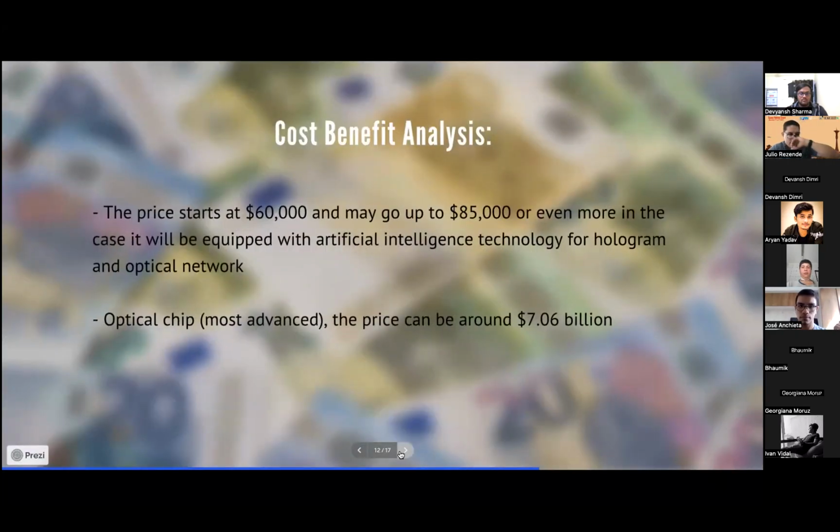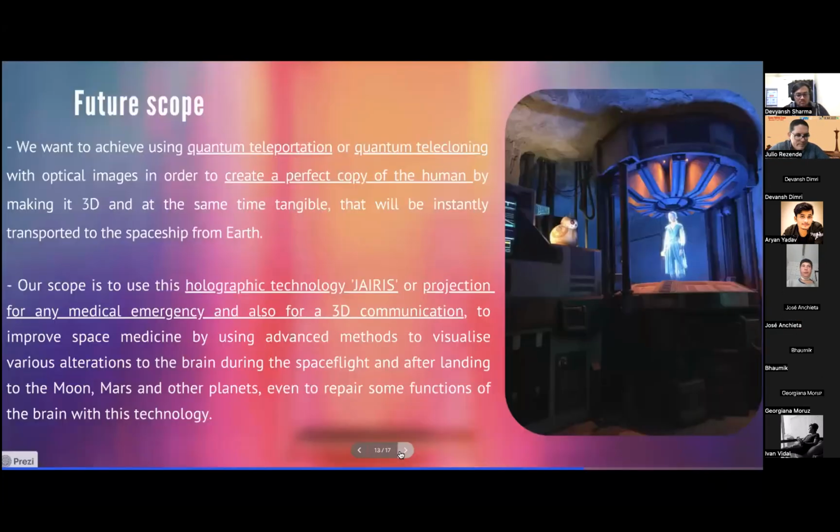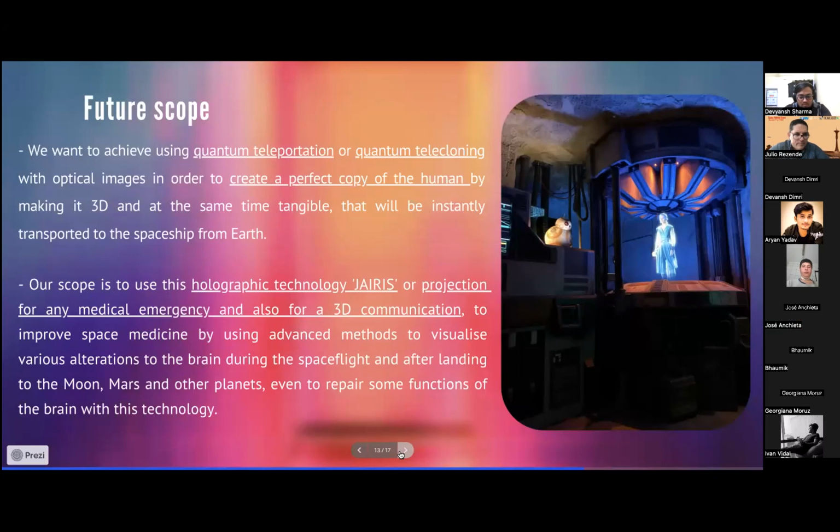Now, the thing is that the cost of this technology is pretty high for implementing the optical chip with nanomaterials. Therefore, for our future scope we want to achieve quantum teleportation or quantum telecloning. How is that going to be possible? By using optical images in order to create a perfect copy of the human. We want to make it 3D and at the same time tangible. So the image will be instantly transported from the Earth to the spaceship. This is how the transmission of the hologram is going to work.